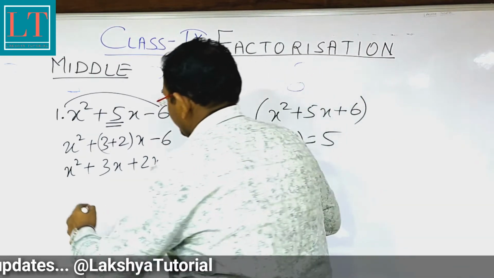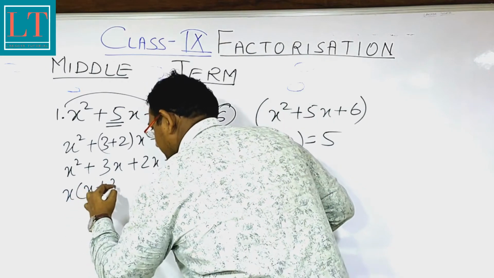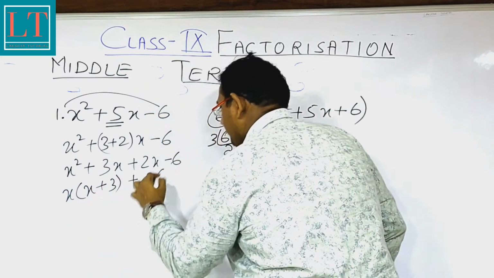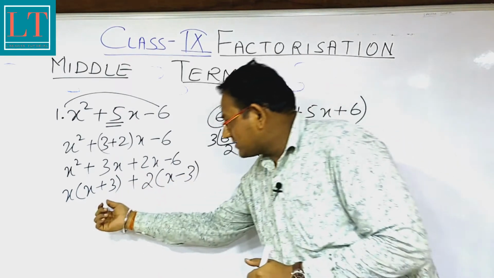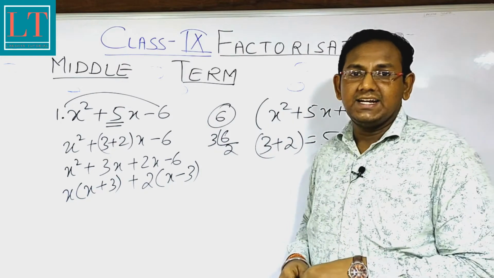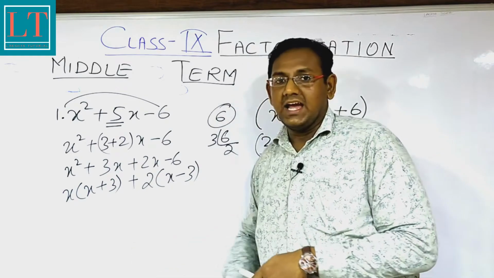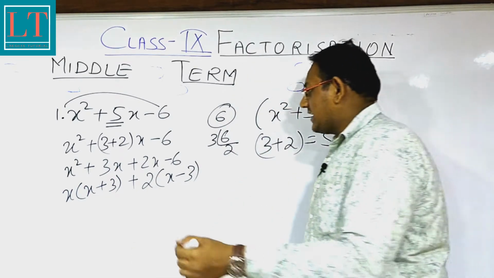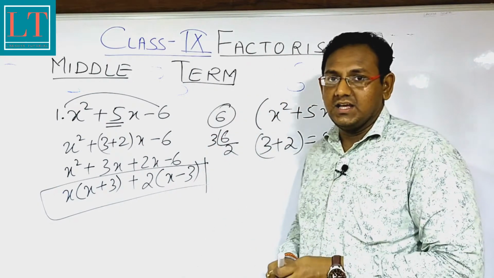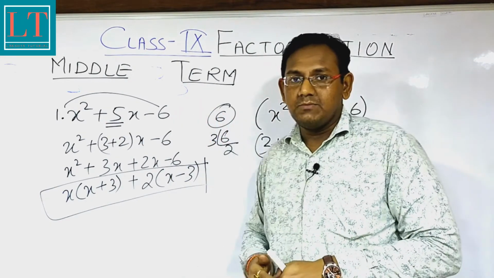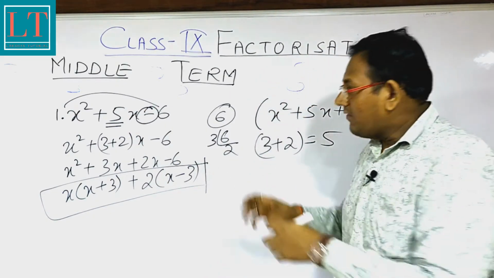Now, if we take x common, we get x plus 3. But if we take 2 common, we get x minus 3. And this x plus 3 and x minus 3 are not at all identical. As you can see, this is x plus 3, this is x minus 3; there is a change in sign. This is the most important thing I want all of you to focus on in middle term factorization. Don't get confused into thinking you are getting the same term. Think about the sign also, that is, the sign of the product.